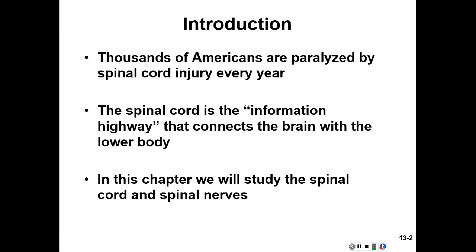The introduction, we're going to be looking at how many Americans are injured yearly either in sports-related accidents, automotive accidents, or even hazardous accidents, maybe on the job or around the house. But we're looking at thousands of Americans injured yearly. The spinal cord is the information highway between the body and the brain, which consists of what we call the central nervous system. This consists of the brain and the spinal cord.